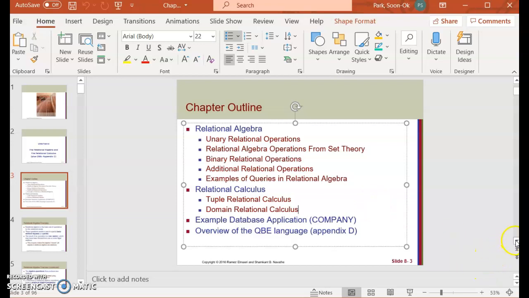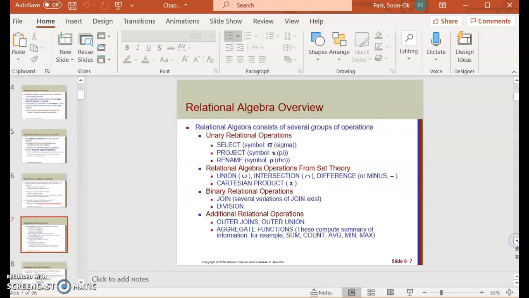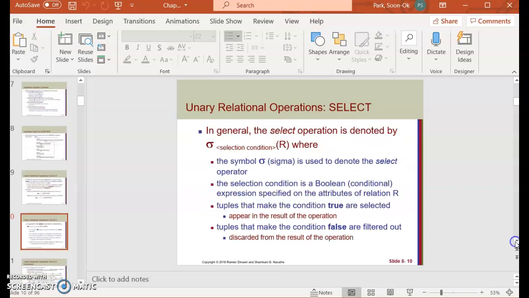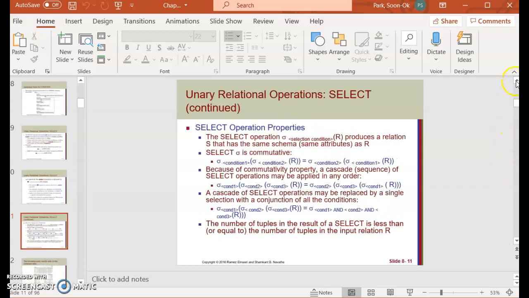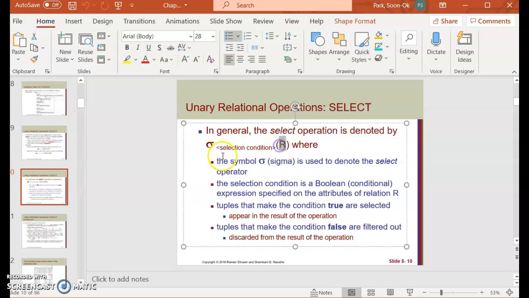In relational algebra, there are unary operators and binary operators. The unary operators are select, project, and rename. The binary operators are union, intersect, minus, Cartesian product, join, division, and outer join. For the unary select operator, we use sigma on relation R, and the subscript holds the condition, which can be a conjunctive or disjunctive condition.